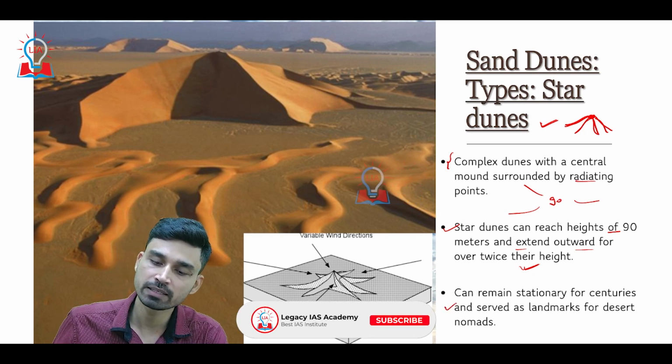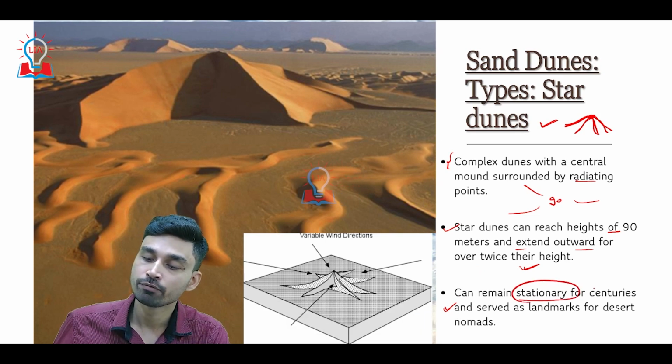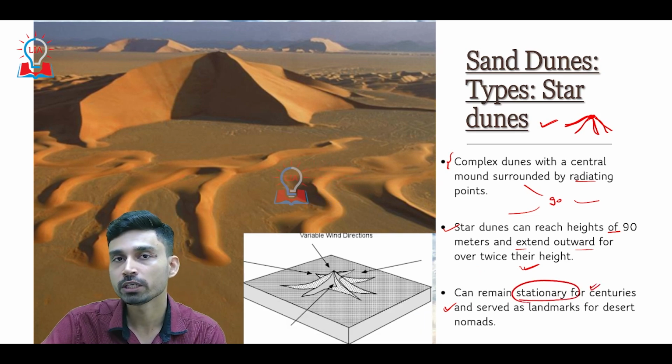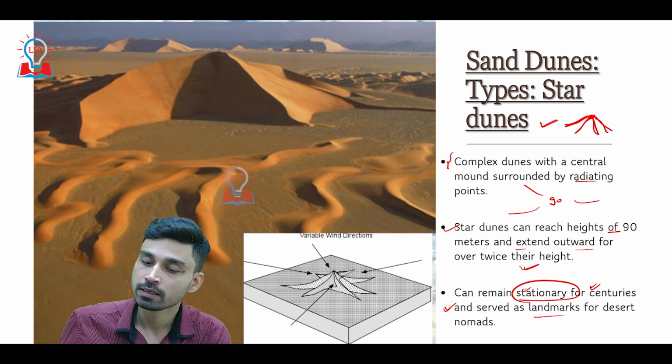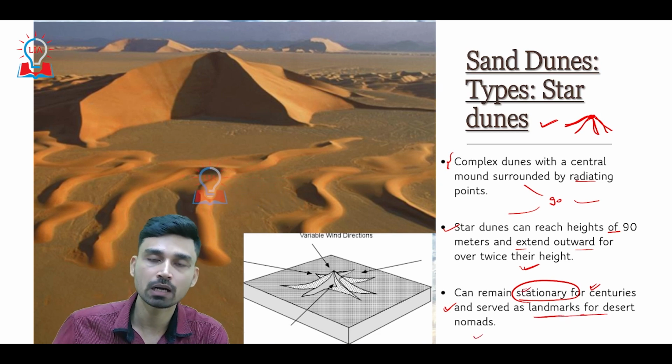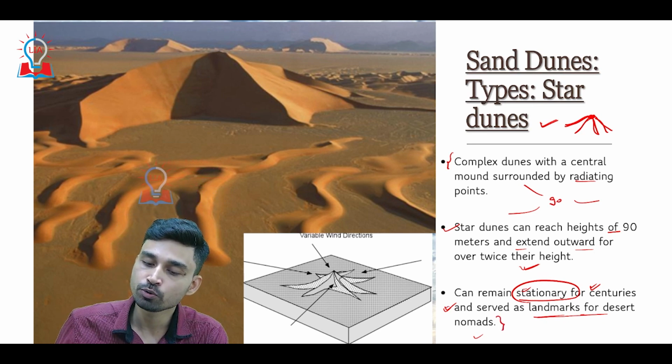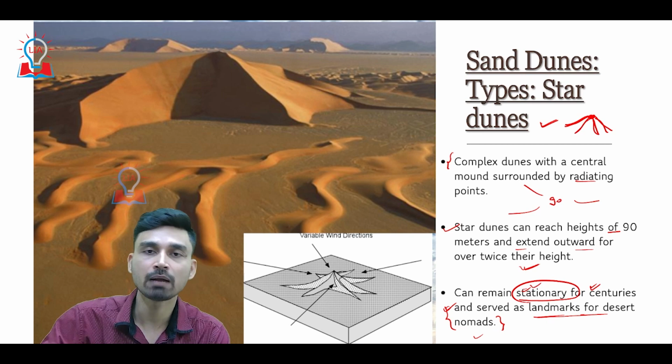And the third point that makes a star dune different from barchan dunes is that they can remain stationary for centuries. We are not talking about years, but for centuries these star dunes can remain stationary, and thus they serve as a landmark for desert nomads. This is a very important point, because barchan dunes and longitudinal dunes cannot serve as a landmark.